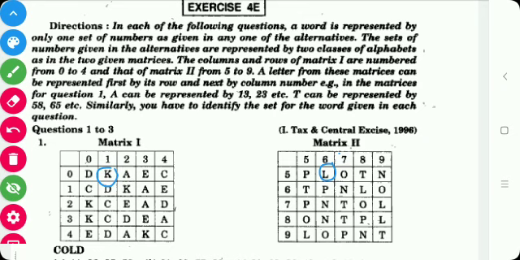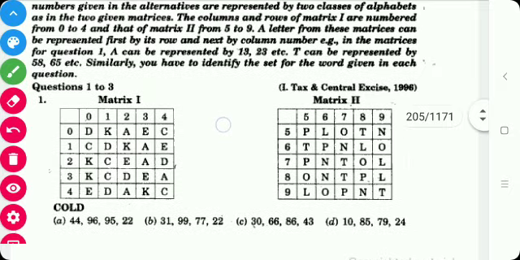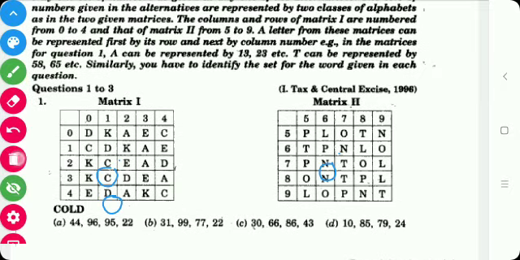Likewise, we have to code this. For example, this C is coded as 2 1. So we have to find the code for COLD. As we know this, here we will go option by option. So first option is 4 4 C, right? 9 6 O, right? 9 5 N. So it is wrong. It should be L, so it is wrong.